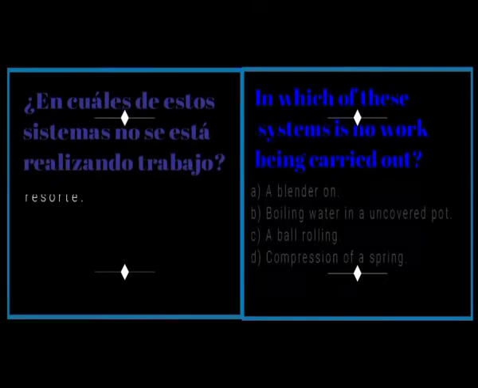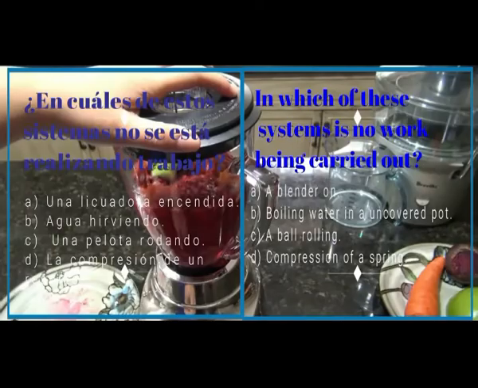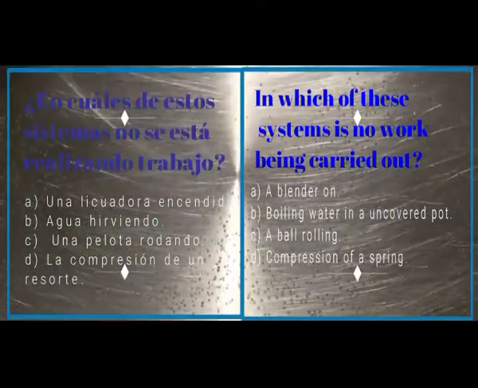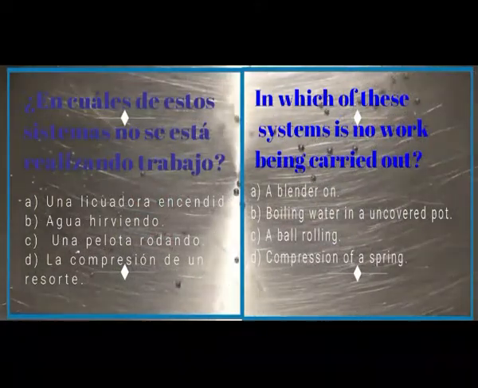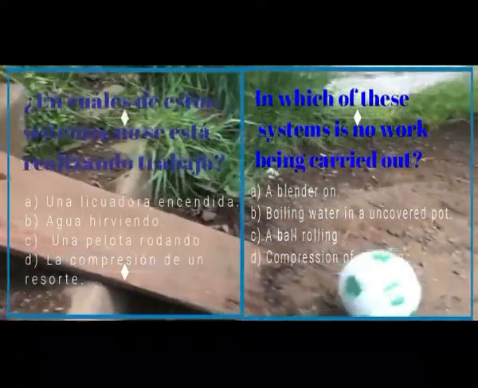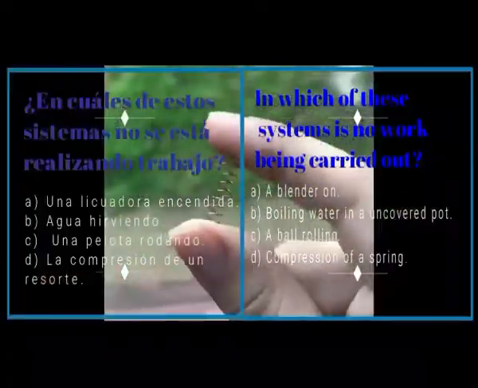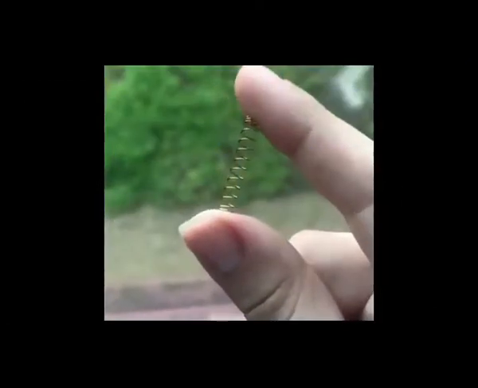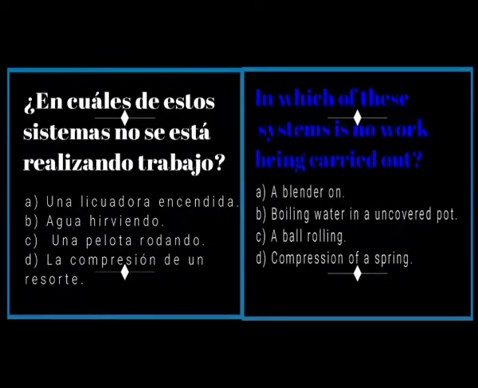Now, I have a question for you. In which of these systems is no work being carried out? A. A blender on. B. Boiling water in an uncovered pot. C. A ball rolling. D. Compression of a spring. Could you find the answer?